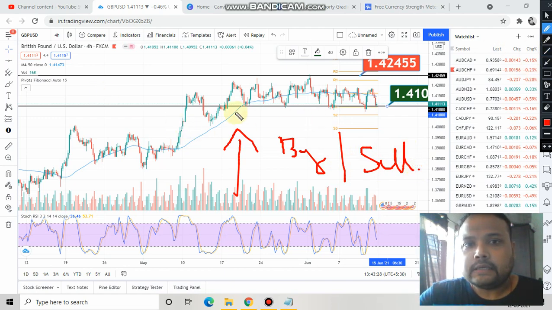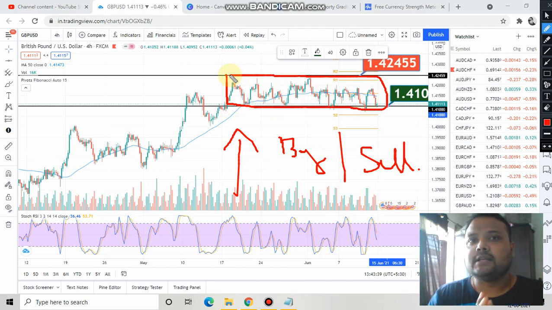But right now this market is sideways. This market is sideways for almost a month, so for a long time this market is in a tight range. As a result, in a range bound market or in a sideways market, we get opportunities on both the sides. Both the sides means we can short the market at the resistance, and we can also go for buying or long at the support level.